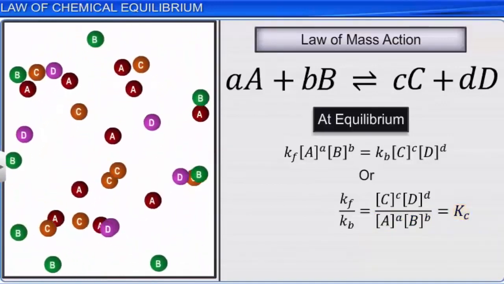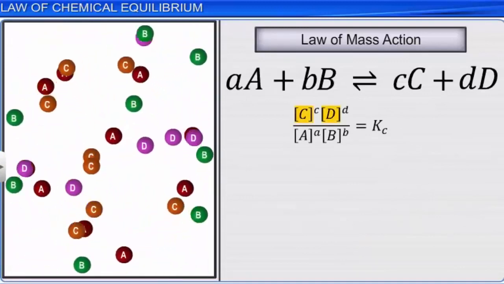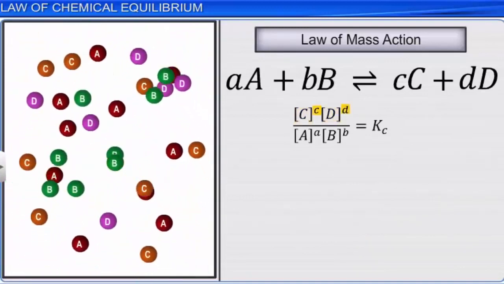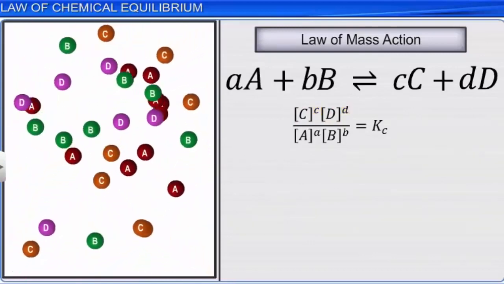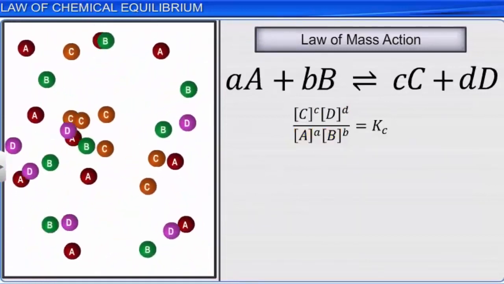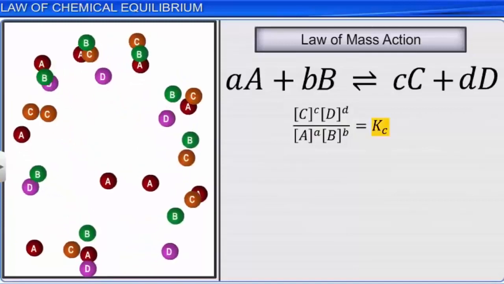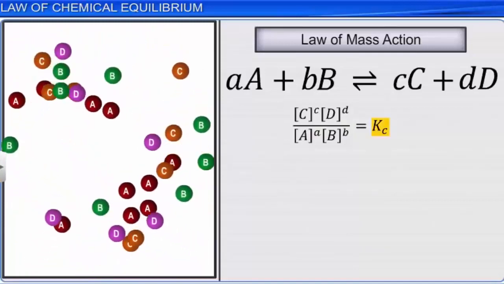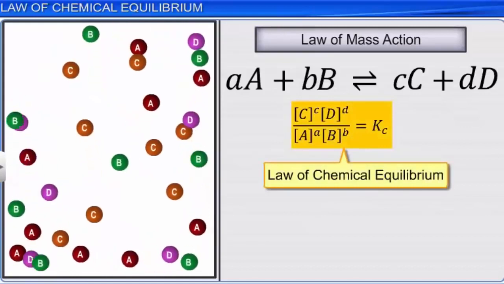Hence, the product of the concentrations of the reaction products raised to their respective stoichiometric coefficients in the balanced chemical equation, divided by the product of the concentrations of the reactants raised to their respective stoichiometric coefficients, has a constant value at a given temperature. This is known as the equilibrium law or the law of chemical equilibrium.